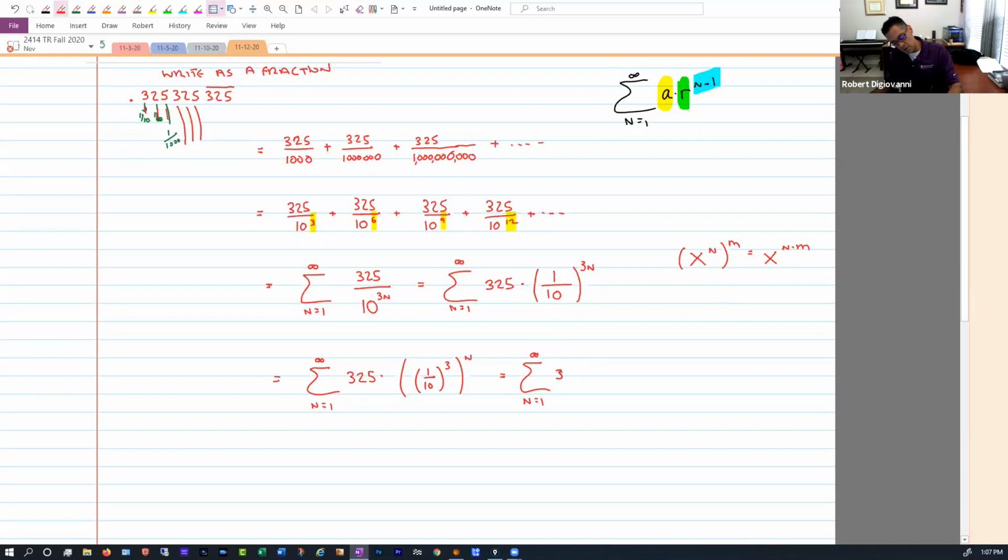So 1/10 cubed is 1 over 1,000. And then to the n. I'm getting closer, right? You see how I'm manipulating this? I'm getting closer and closer to this form. I need to make that an n minus 1. So here's where I do -1 + 1.